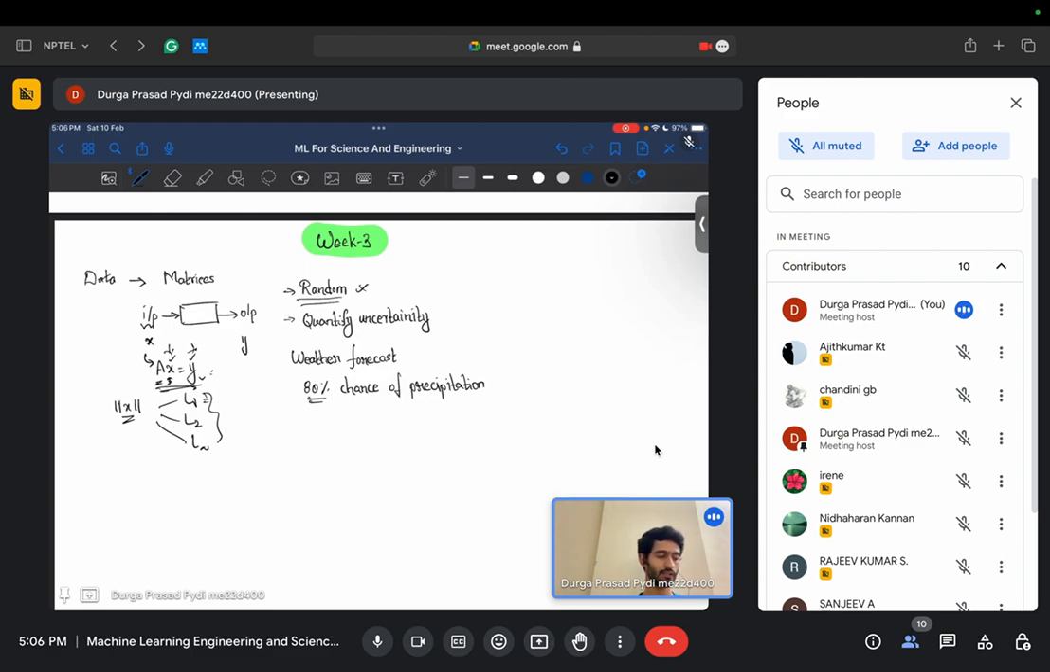If you go with the frequency, the original definition of probability is your desired outcomes out of your total sample space. So using this definition, can you explain this particular statement, that if you open an app and it says that there is 80% chance of precipitation, what does that mean? How do I have to interpret that?